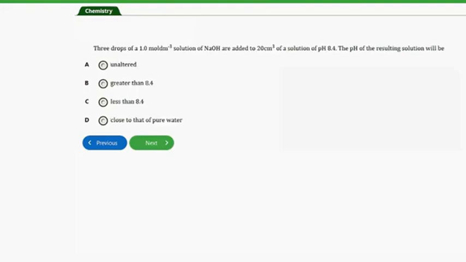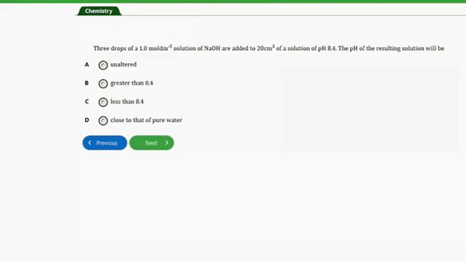It says, 3 drops of 1.0 mole per dm cube solution of sodium hydroxide are added to 20 cm cube of a solution of pH 8.4. The pH of the resulting solution will be A, unaltered, B, greater than 8.4, C, less than 8.4, D, close to that of pure water. So guys, the answer to this question is option B, and that's greater than 8.4.